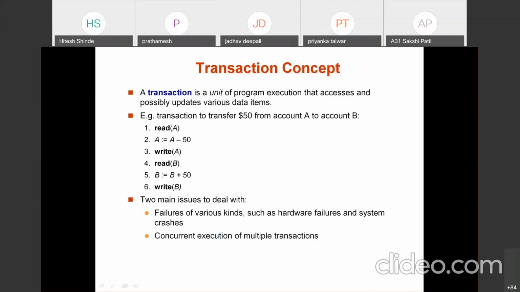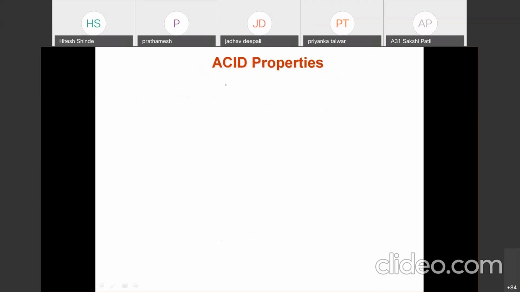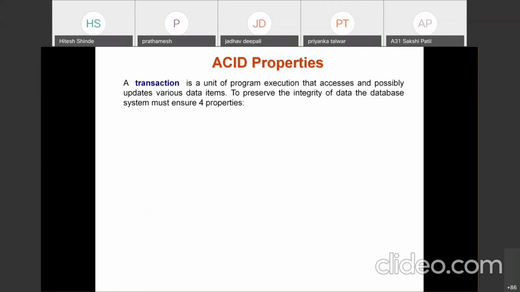Now, as I have told, every transaction possesses 4 properties. Every transaction must possess these 4 properties, not just any one of these. All the 4 properties must be possessed by the transaction. Then only we say it is good. Perform all operations or not at all. That is atomicity. So either all operations of the transaction are properly reflected in the database or none at all.